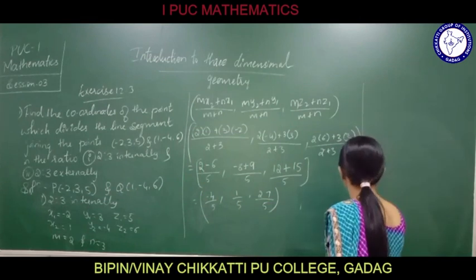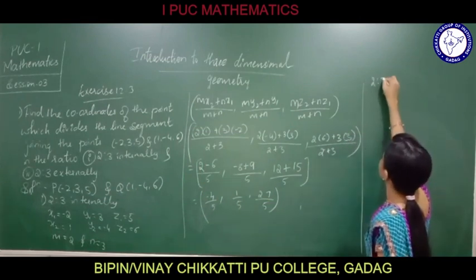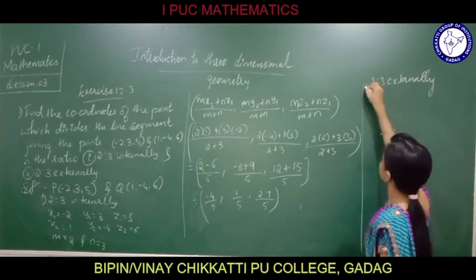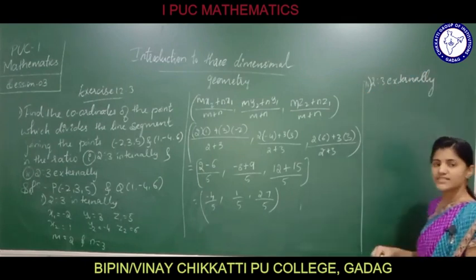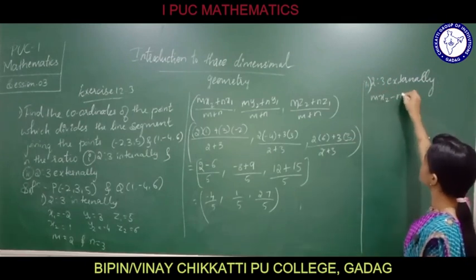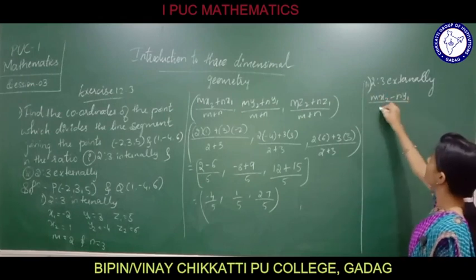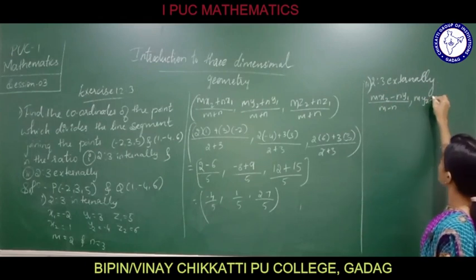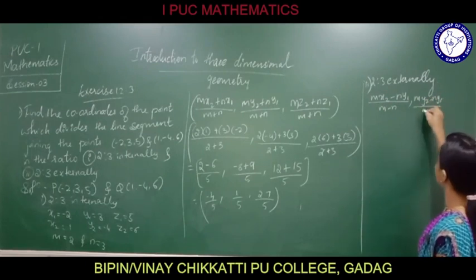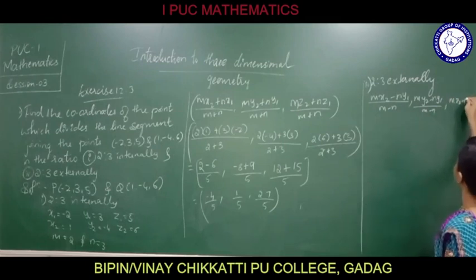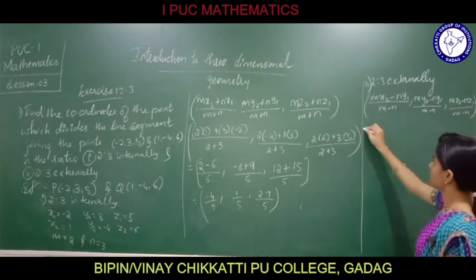What if they are divided 2:3 externally? What is the formula we have? We have m into x2 minus n into x1 divided by m minus n, m into y2 minus n into y1 divided by m minus n. Again we have m into z2 minus n into z1 divided by m minus n.